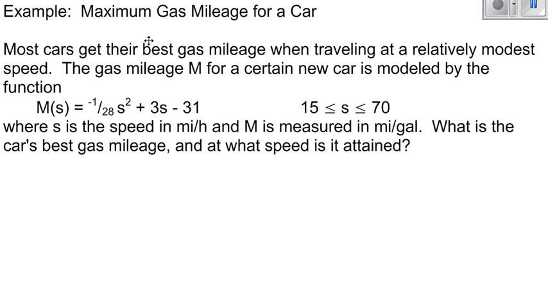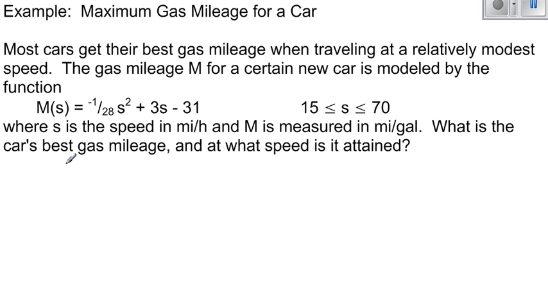Here's an example about maximum gas mileage. Most cars get their best gas mileage when traveling at a relatively modest speed. The gas mileage M for a certain new car is modeled by the function written right here. This is only good for speeds between 15 and 70 miles per hour, and it's measured in miles per gallon. What is the best gas mileage, and at what speed is it attained? So basically that's asking us to find the vertex.